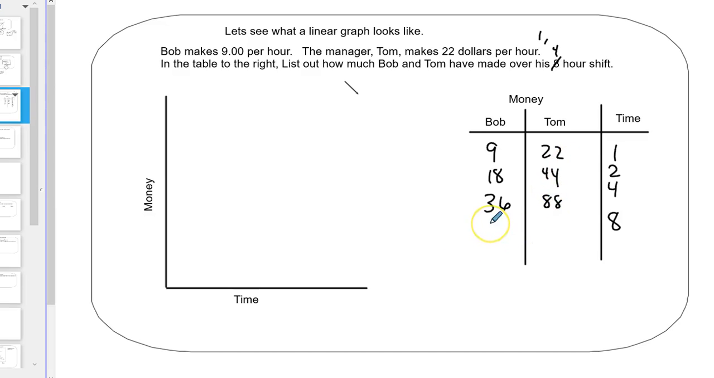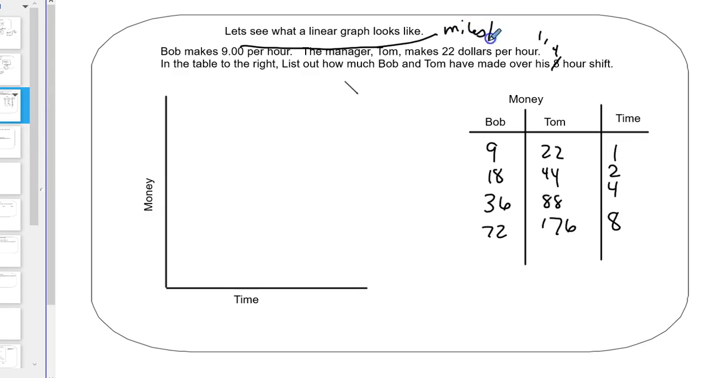And then 8 hours. 9 times 8 is just your 72. And again, you could do all of them. We might do it in class too. Good enough. And then 8 times 22 is 176.